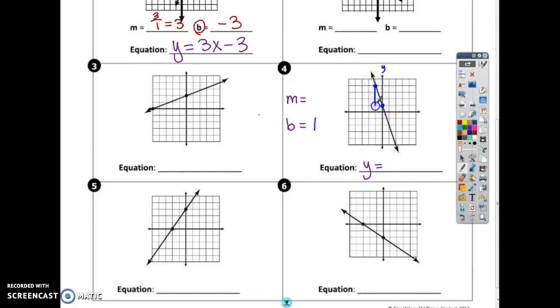Did you go up or down? Down and over. So my rise is going to be negative because I went down. Okay? Negative what? 1, 2, 3. Negative 3, that's my rise. And 1 is my run. So negative 3 over 1 equals what? Negative 3. Okay? So then you write the equation with those two numbers. That's y equals negative 3x plus 1. Okay? So you're going to do the rest of them in the front. Let's go to the back page.